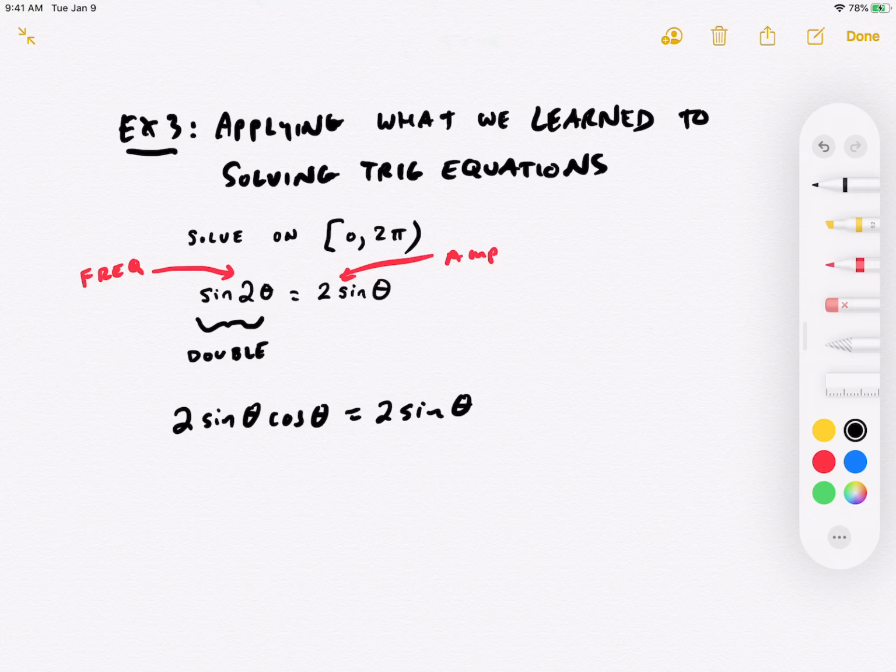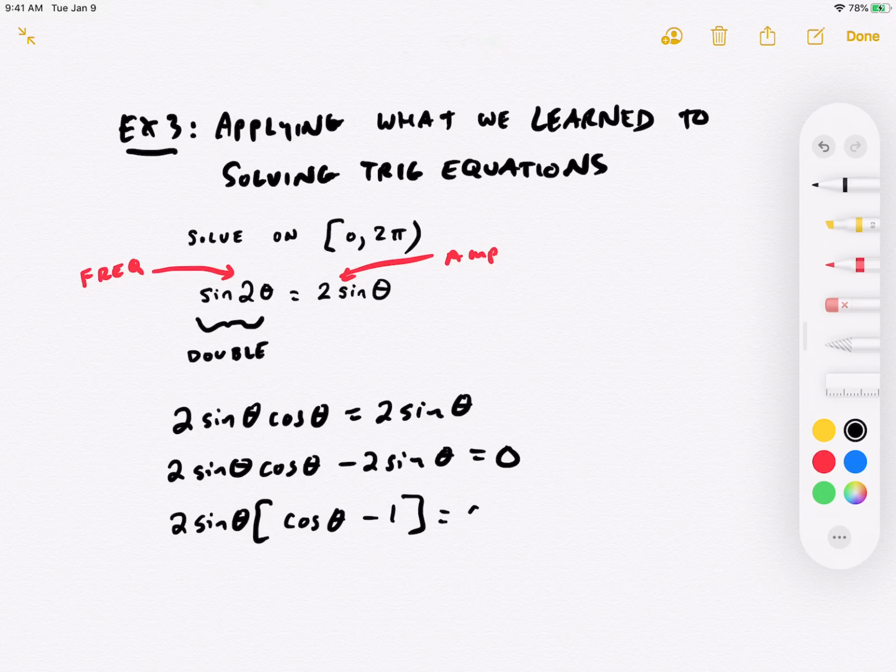Remember that we don't want to divide both sides by sine because sine equals 0 frequently. So instead you want to group everything on the left-hand side, like so, and factor out a common factor. In this case, the common factor is sine. So it's 2 sine theta times cosine theta minus 1 equals 0. And that tells me then that either 2 sine theta equals 0 or cosine theta is equal to 1. And this is going to generate some solutions for me.